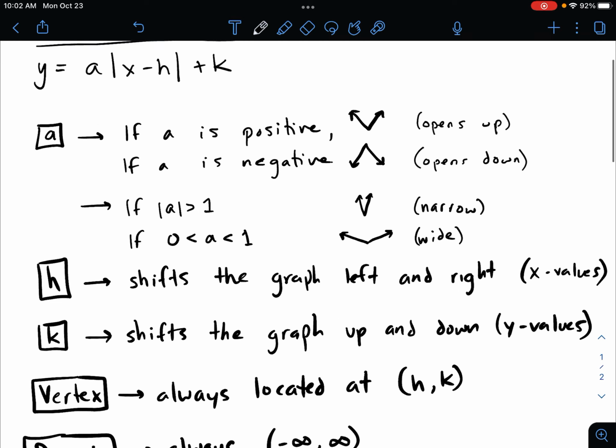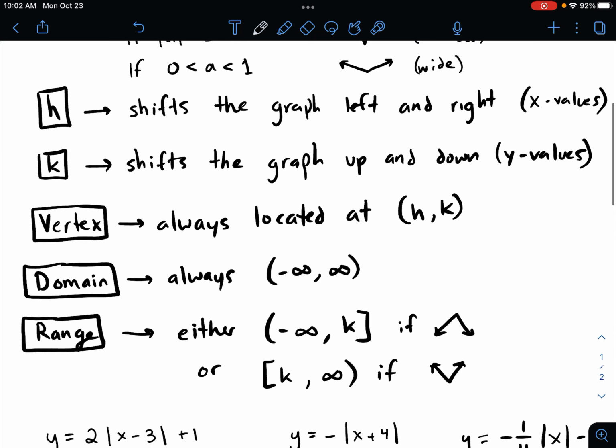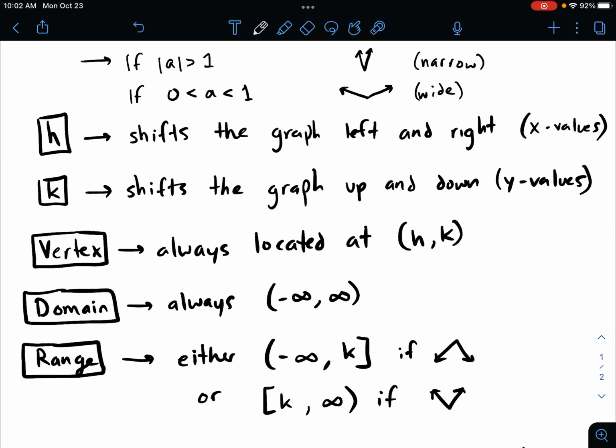We can also take a look at some general ideas about the vertex, domain, and range, okay? The vertex is always located at (h, k). Whatever the horizontal shift is, that's your h value. Whatever the vertical shift is, that's your k value. So the vertex is always going to be located at (h, k). And then the domain is always going to be all real numbers, because it goes left forever and it goes right forever. So the domain is always from negative to positive infinity.